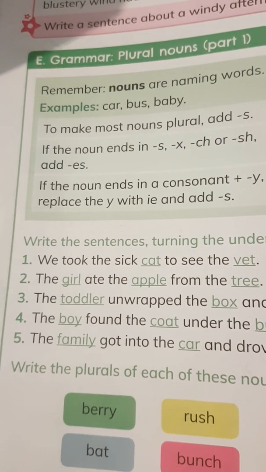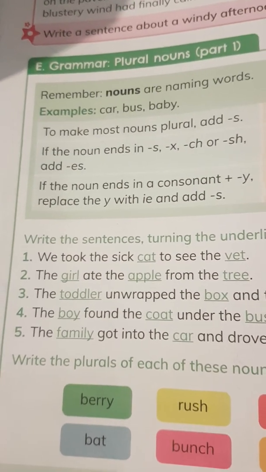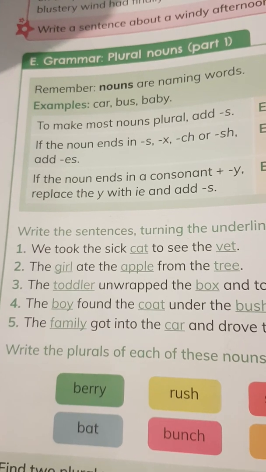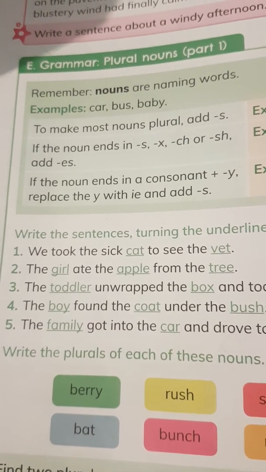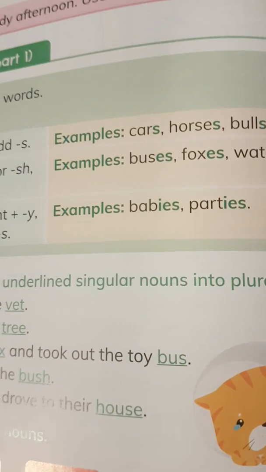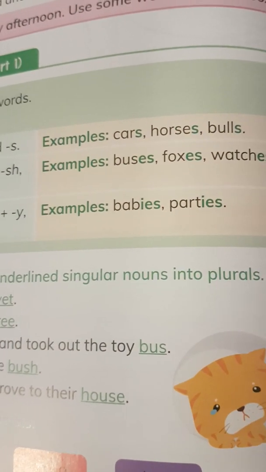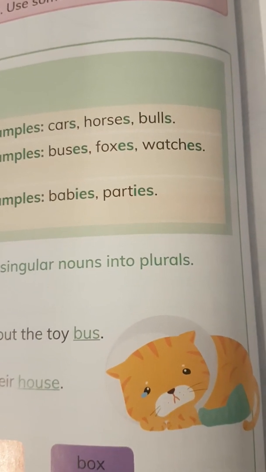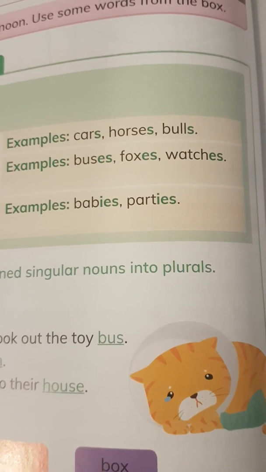If the noun already ends in an S, or if it ends in an X, a CH, or an SH, then you must add an ES. So for example, bus becomes buses, fox would become foxes, and watch would become watches. You can't just add an S to those ones, you have to add an ES.